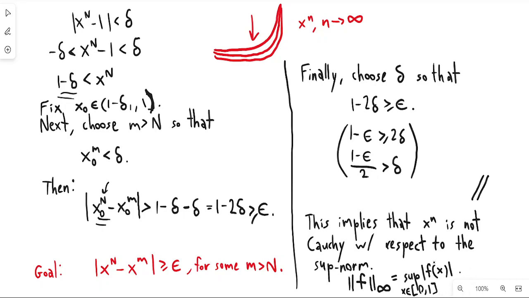So this is like potentially the maximum value, but at the very least the supremum that this absolute f of x achieves, right? And so we just showed that if I take the absolute difference of x to the n minus x to the m, I can always make this greater than or equal to epsilon. And so that actually implies that the sequence is also not Cauchy with respect to the sup-norm.